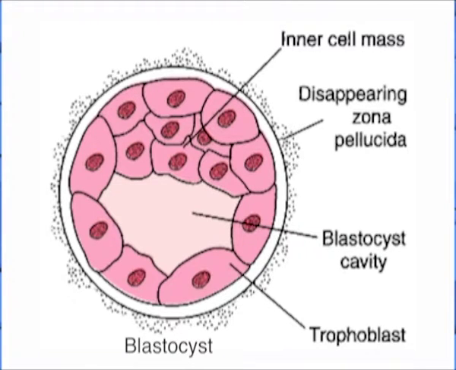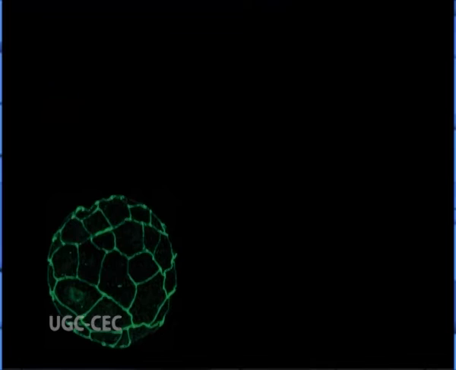Blastocyst. This type of blastula is found in mammals. A cavity or blastocele develops during cleavage of the solid morula, which gradually enlarges until it almost completely separates off an outer layer of cells, that is the trophoblast, from an inner cell mass called the embryonic knob.